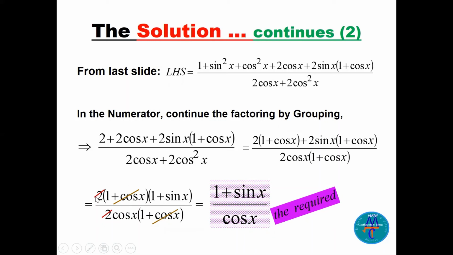So I can take common factor 2, and common factor also 1 plus cosine of x, times 1 plus sine of x. Here in the denominator we have a common factor 2 and the common factor cosine of x. Now we can cancel the 2. We can cancel also 1 plus cosine of x. What's left is 1 plus sine of x divided by cosine of x. The required is this one.